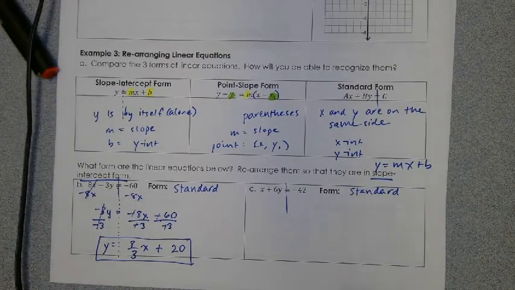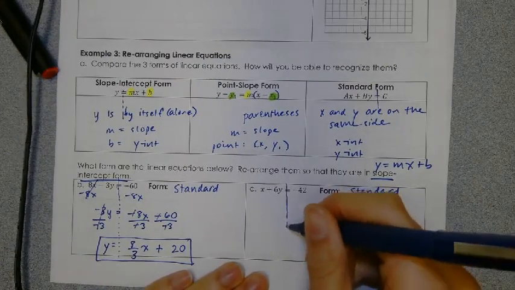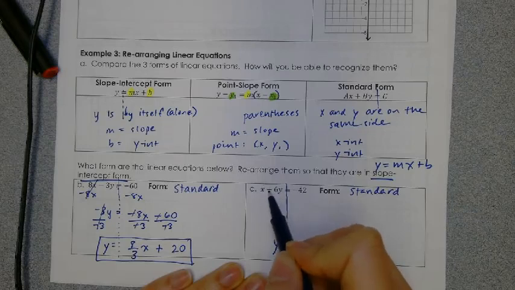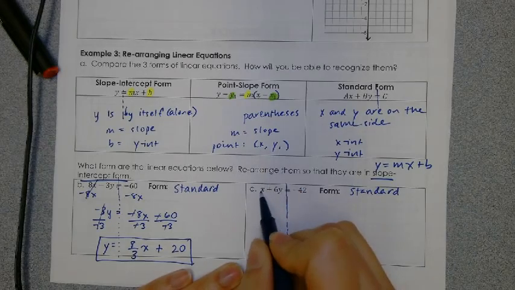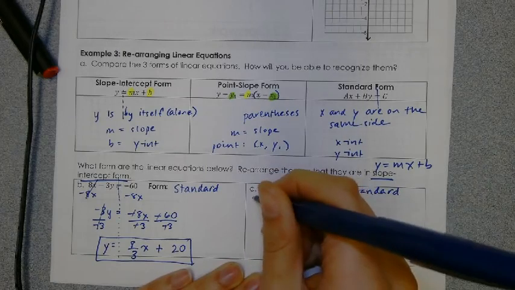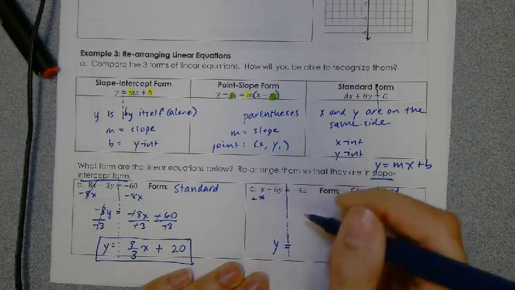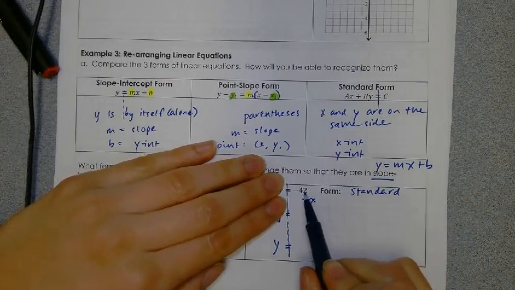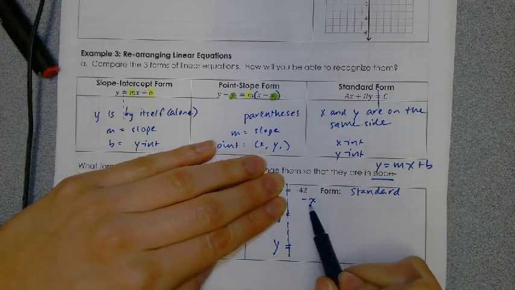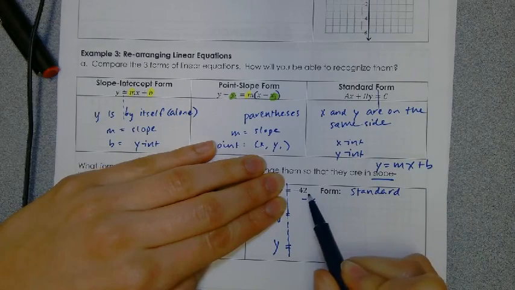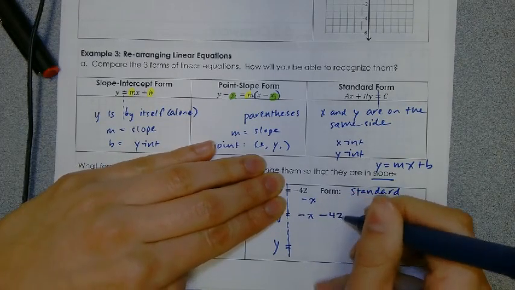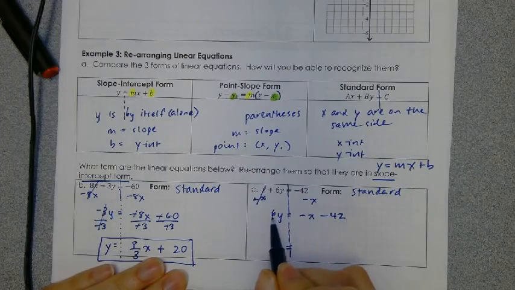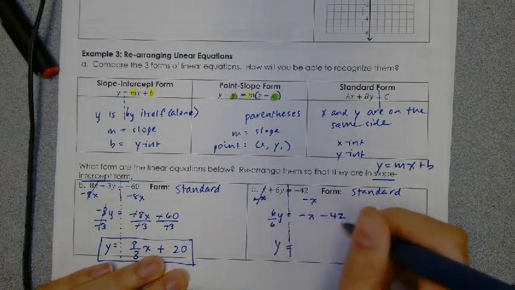Let's try another. Again, my goal is to get that y alone. Right now, I see an x, I see a 6. Let's move those things. We'll start with the x. Again, I don't want it on this side. I can simply subtract it. Can I combine these? No. This is an x. This is not an x. So we will write them separately. Negative x minus 42. Do I want 6y? Nope, I want only 1. So let's divide everything by 6.